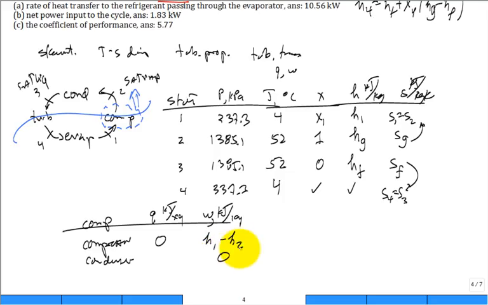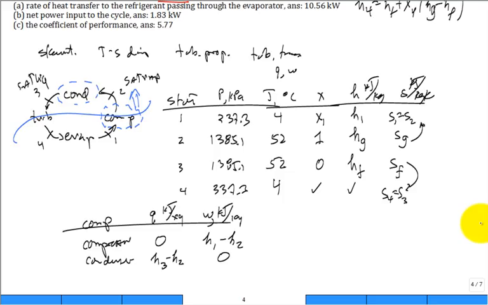Well, there's no work in or out of the condenser. So if I do a first law analysis around the condenser, and I know that it is definitely heat out, so it'll be a negative Q of the condenser because it's not in, it's out. It'll be H3 minus H2.